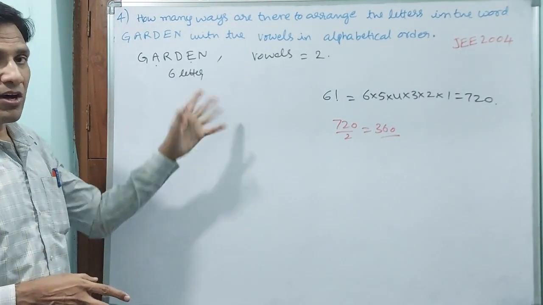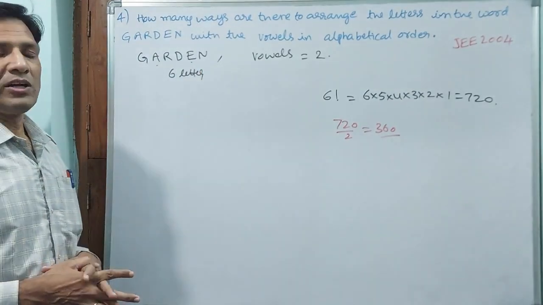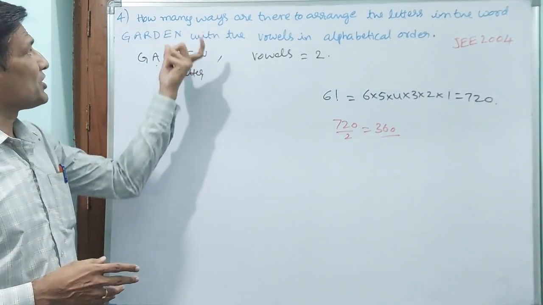Why? Because the 6 letters are not all vowels, not all consonants. 2 vowels are also there. 2 vowels restriction is there.